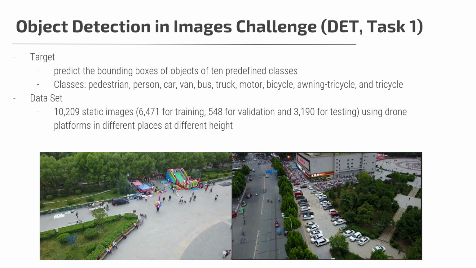The VisDrone dataset mainly focuses on 10 object categories, including pedestrian, people, car, van, bus, truck, motor, bicycle, tricycle, and awning tricycle. The DET track requires the detection algorithm to predict the bounding box of each instance of each object class in the image. The DET dataset includes more than 10,000 images in constrained challenging scenes, including training, validation, test challenge, and test dev subsets.